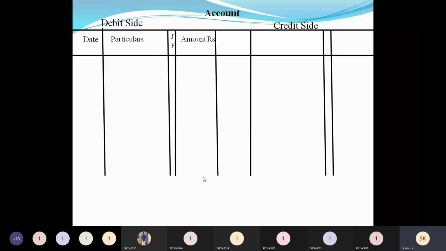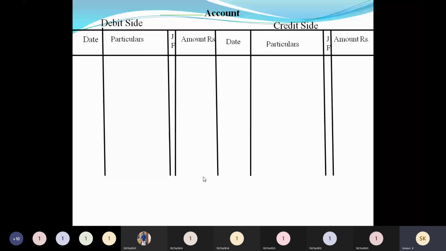So the same columns will be repeated on the credit side: the date, particulars, journal folio, and amount rupees. Okay, so these are the column names that will be repeated on both sides. 4 column names.